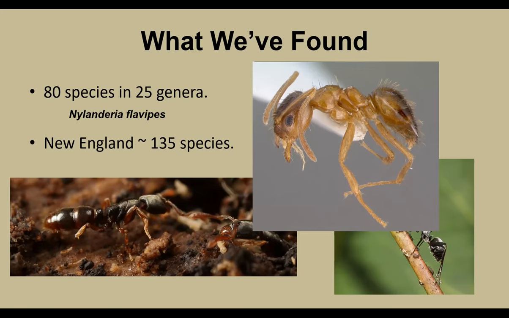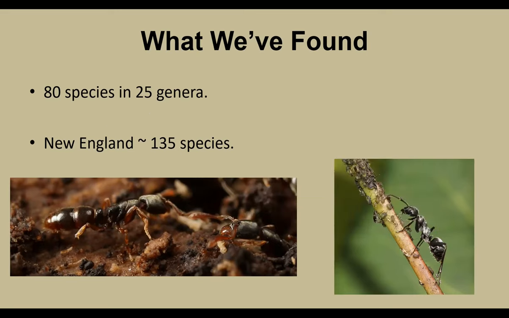Luckily, we only have this species and one other non-native one. The rest are native. So pretty high diversity. Over 80 species is more than half of the New England ant fauna that's currently known at about 135 species.